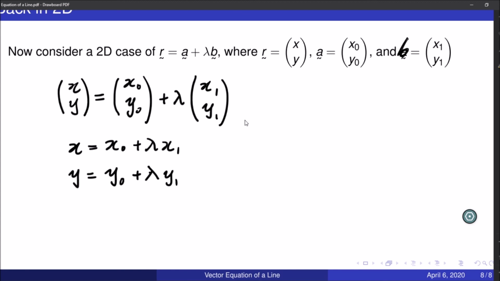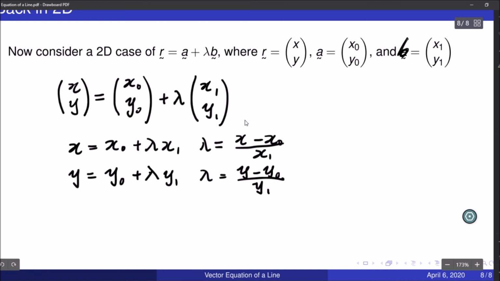So, well, what we can do is we can rearrange it. We can make lambda the subject. So here, lambda equals x minus x0 over x1. And here, lambda equals y minus y0 over y1. We have now both the x terms and y terms expressed in terms of lambda, so we can just equate the 2. So x minus x0 over x1 equals y minus y0 over y1.